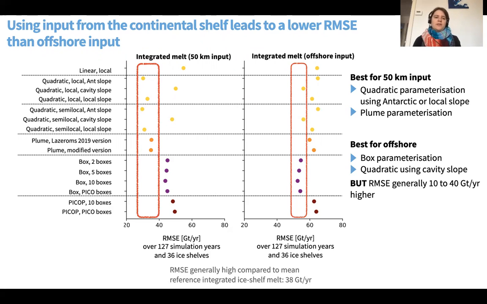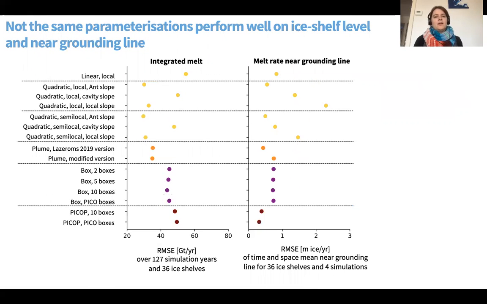Then for ice sheet modelers, the spatial pattern is very important as well. I thought maybe for ocean modelers less, so we won't go into the detail of the evaluation of the spatial patterns, but still I want to show you one metric that we use to assess the performance on the spatial scale, which is the melt rate near the grounding line. So we took a box near the grounding line of each ice shelf, and then we averaged over time and space to really get the mean pattern.